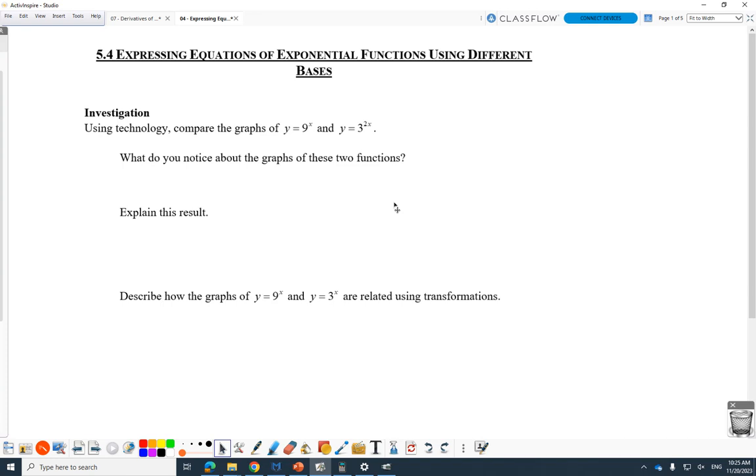to use technology to graph 9 to the x and 3 to the 2x. And apparently, the way it's phrasing that, something exciting is going to happen.